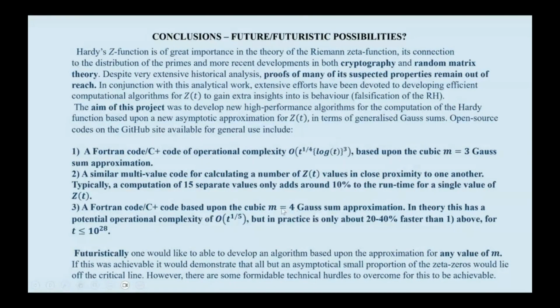And then there's also a code based on the m=4 approximation. Now, in theory, this has operational complexity of t to the 1/5 compared to t to the 1/4, so much faster. But in practice, it's only about 20 to 40% faster than the one above, for t around 10 to the 28.